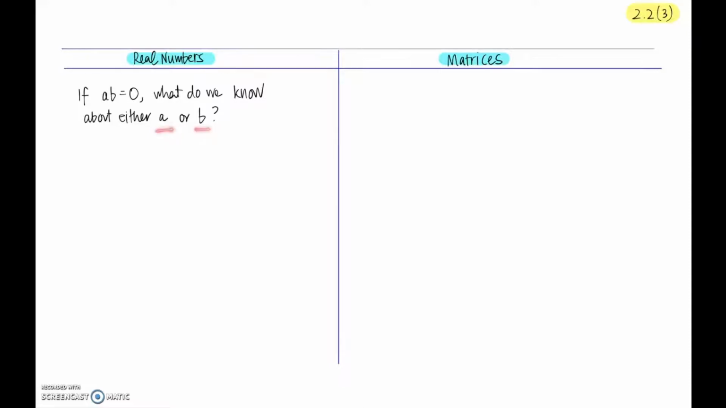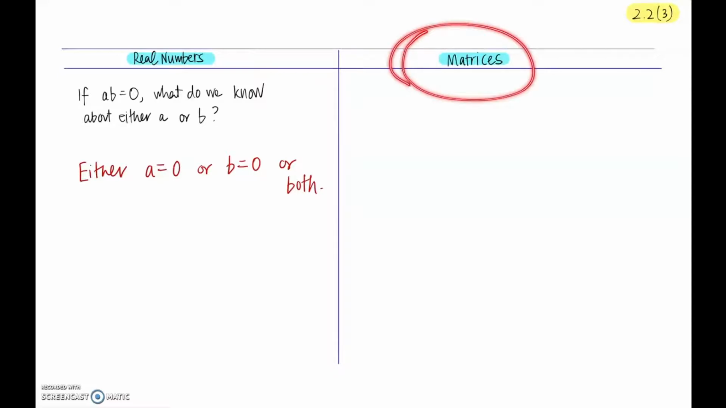So one thing we know: if two things multiply to 0 in real numbers, one of them has to be equal to 0. So either A equals 0 or B equals 0 or both. You can't have a product that equals 0 without one of these factors actually being 0 in real numbers. So you probably can already tell what I'm going to draw out when we're talking about matrices.